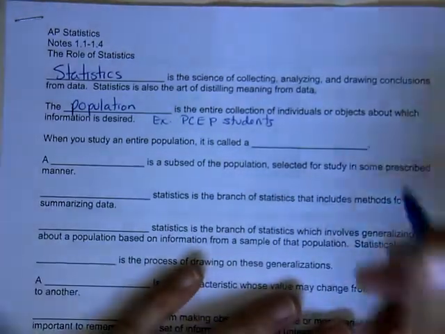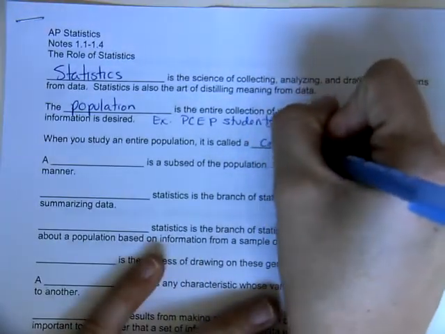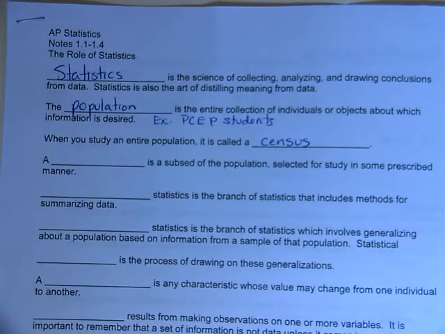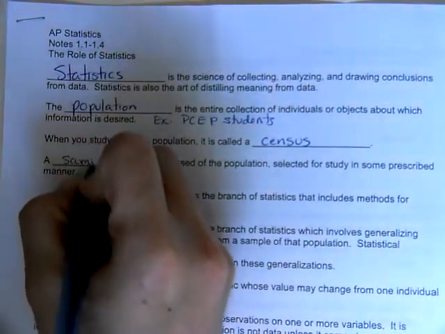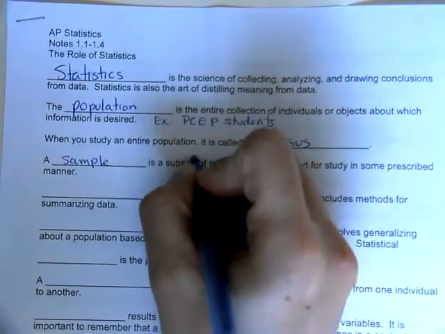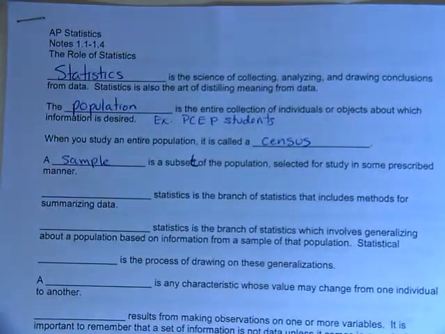When you study an entire population, it's called a census. Obviously, in the United States, we do a census every 10 years. So we recently just had the 2020 census, and a lot of things are made from that. Obviously, we can't do a census all the time. So then what we need to do is a sample. A sample is a subset of the population selected for study in some prescribed manner. We're going to talk about how you find samples throughout Chapter 2. So just know it's a subset for now.